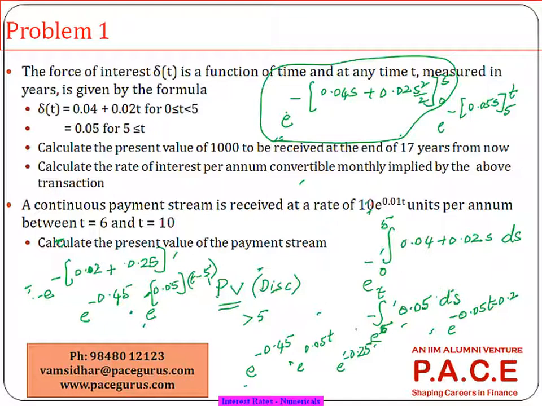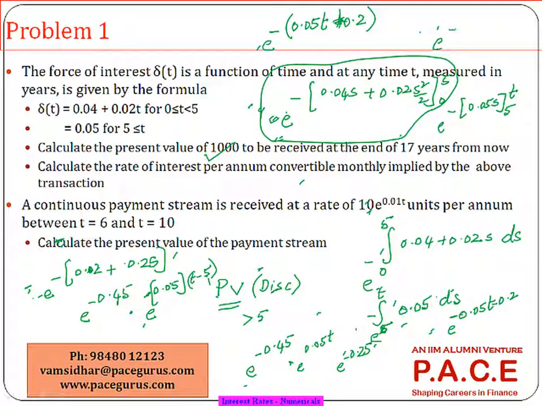So probably you can very well simplify for any t which is beyond 5 years, the present value is nothing but e to the power of minus (0.05t plus 0.2). So given in this numerical, we want it for 17 years.